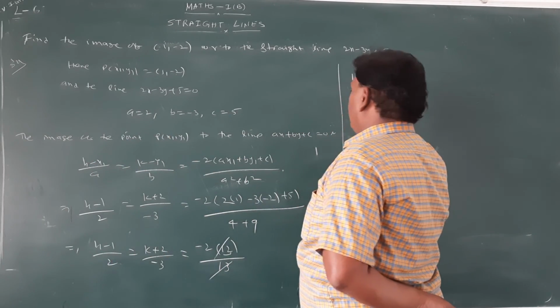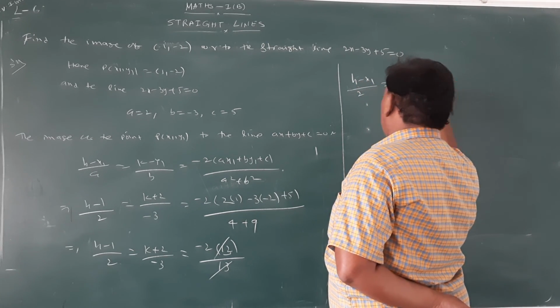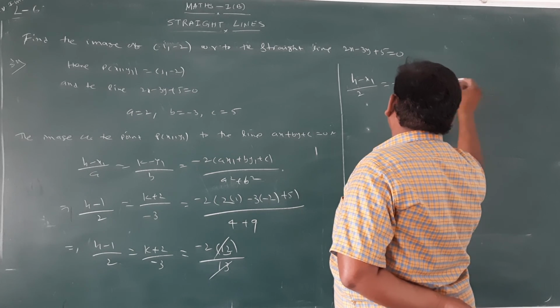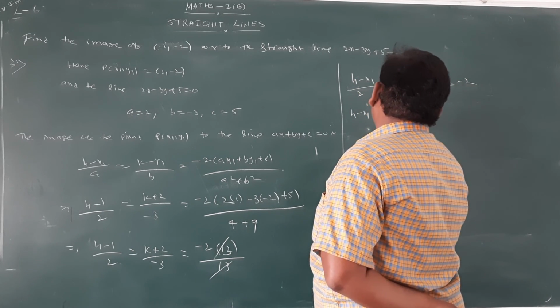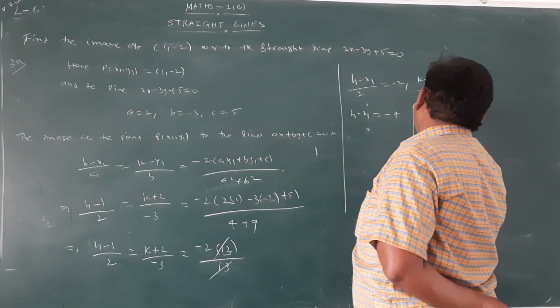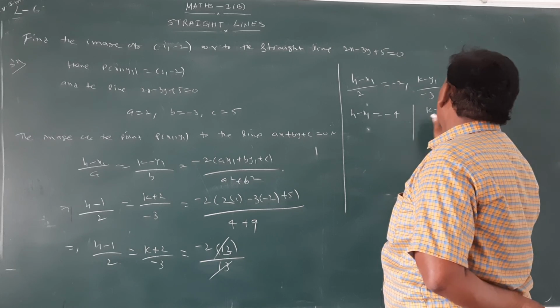(h - x1)/2 = -2. (k - y1)/(-3) = -2. h - x1 = 2 into -2, which is -4. k - y1 = minus into minus plus, 3 into 2 is 6.